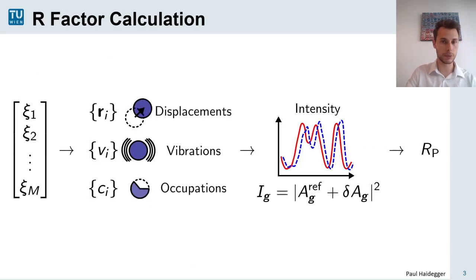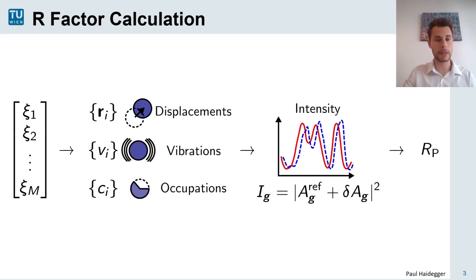In the calculation, it looks more like this. On the left is our parameter vector, which is basically the displacement, the vibrations of the atoms, and the occupation of the elements. Then we calculate the intensity, and from this we calculate the R factor. It's important to understand that we want a theoretical curve with a small R factor, because this means we have the right parameters. However, it's not easy to find this, since a small change in the input parameters leads to a big change in the spectrum.